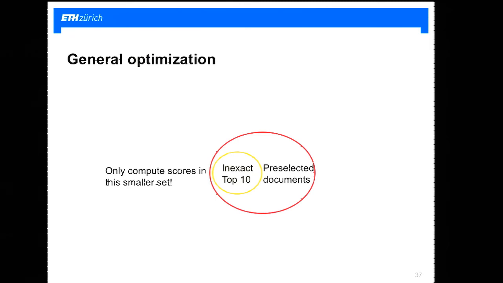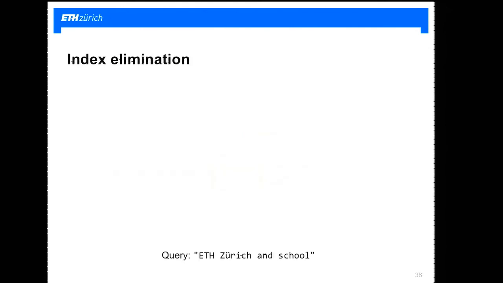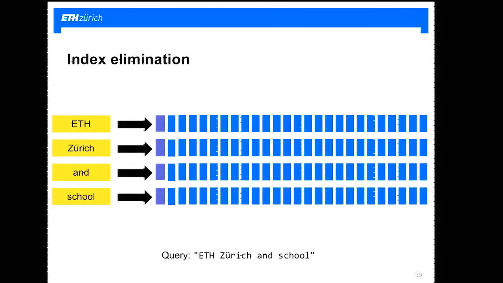And now, for the rest of this series, I will start today, finish next week, we will do inexact top K. We'll focus on pre-selecting documents and only computing the top 10 in this smaller set. Who understands that it's much faster because it's smaller? Very good. So here's ways to do that. We have a query, ETH Zurich and school, for example. And is not a Boolean query. It's really just a word.